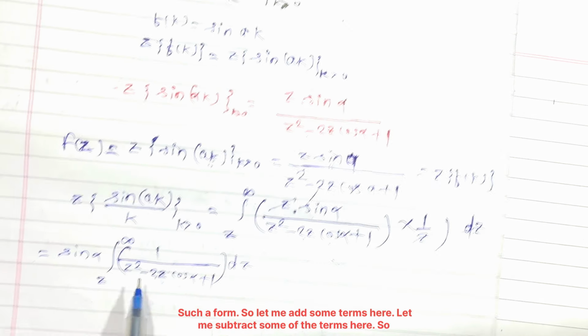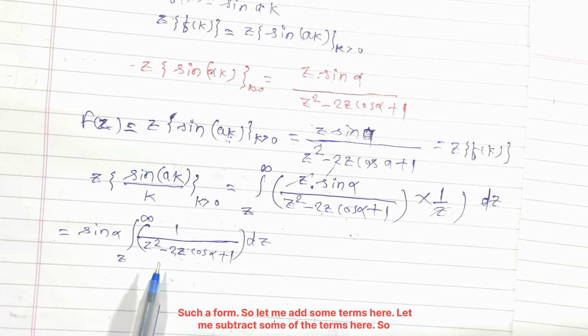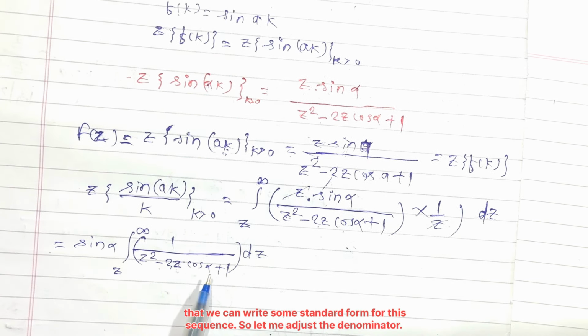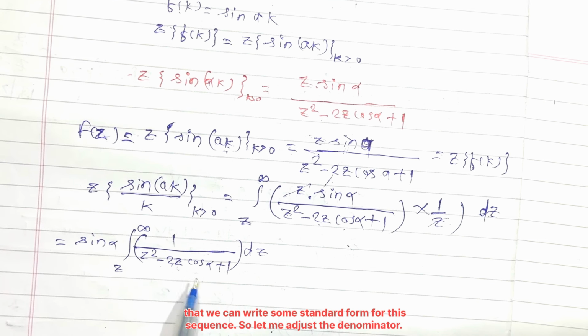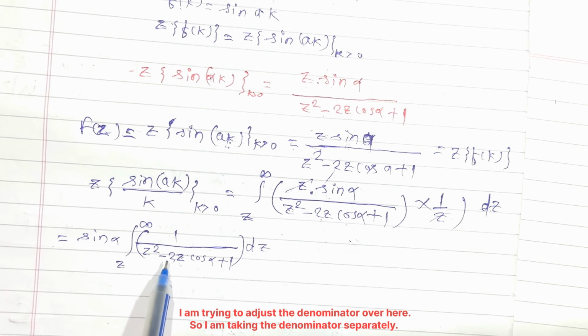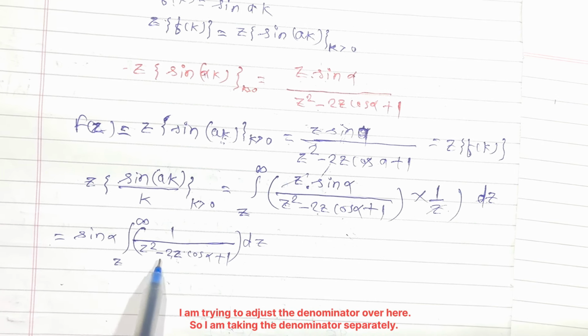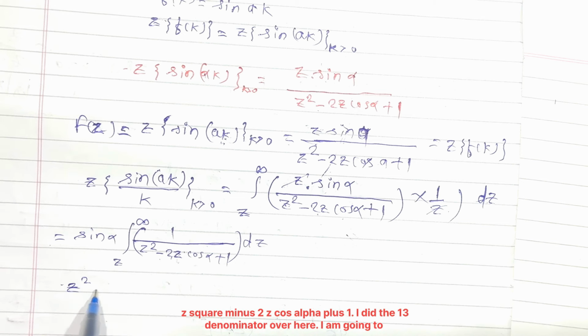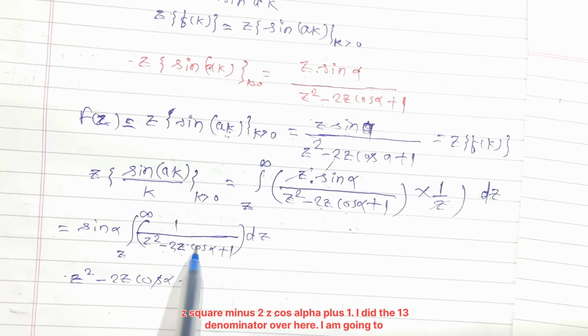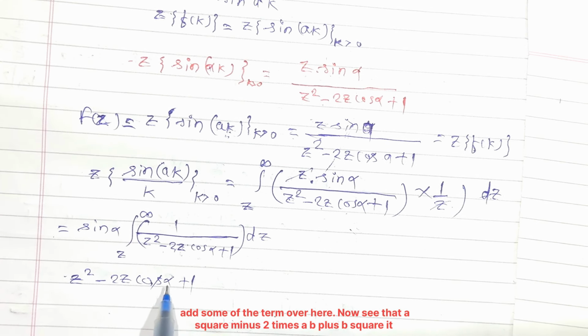So let me add some terms here, and subtract some terms here, so that we can write some standard form for this sequence. Let me adjust the denominator. I'm taking that denominator separately: z square minus 2z cos alpha plus 1. I'm going to adjust some of the terms over here.